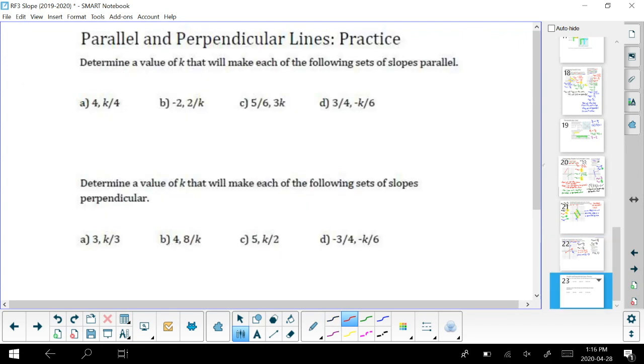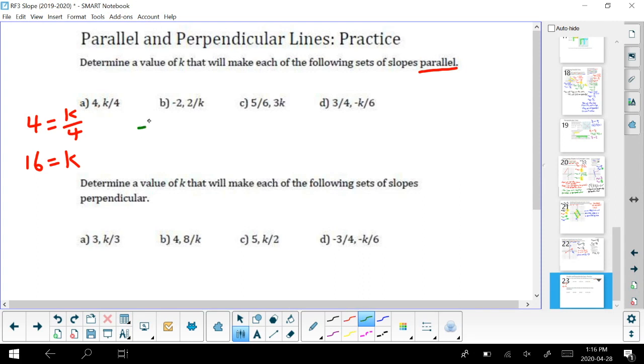So on this page, we're just going to be using algebra to determine a value of k that will make each of the following sets of slopes parallel. So again, parallel slopes just means that they are the same. So in the first example, we know that 4 has to be equal to k divided by 4. In order to solve for k, I'm going to multiply both sides by 4, and I get k is equal to 16. If I plug in my value of k back into the original, I'll get 16 over 4. That gives me 4. So I get two slopes that are both 4.